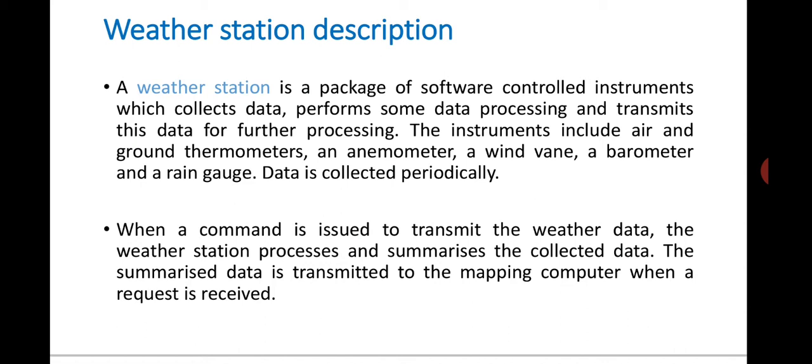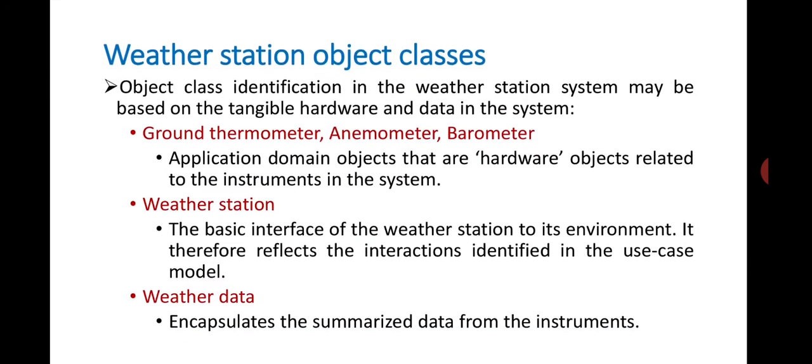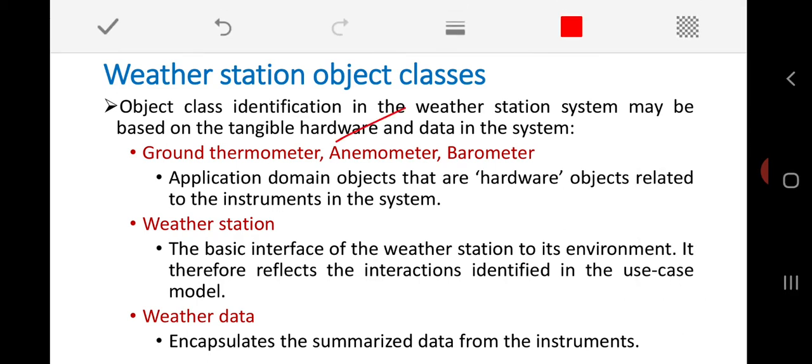Okay. When we start reading the overall description of the weather station, we automatically get some different things here, and we can treat these as the principal objects. For example, for weather station object classes, the object class identification in the weather station system may be based on the tangible hardware, as well as the data in the system.